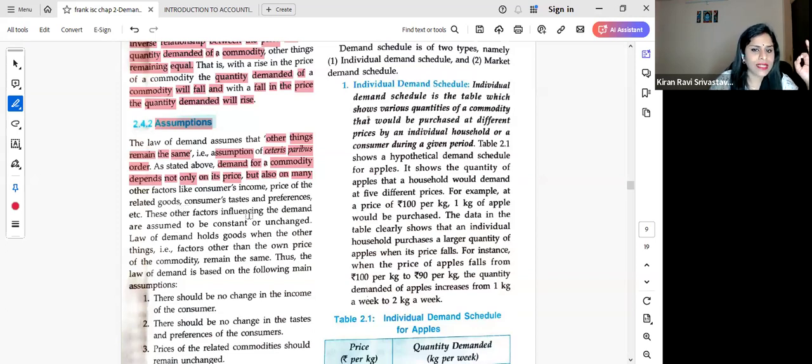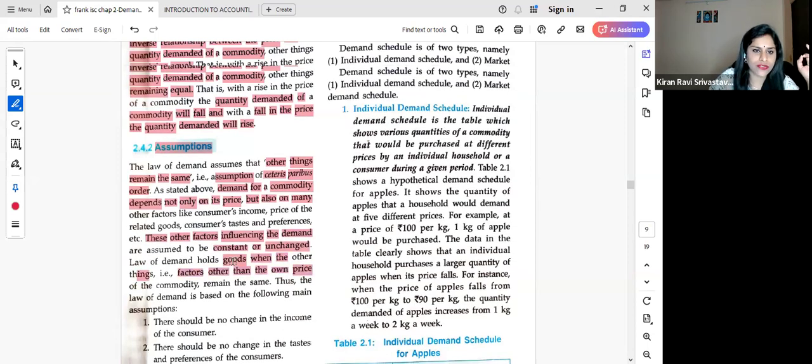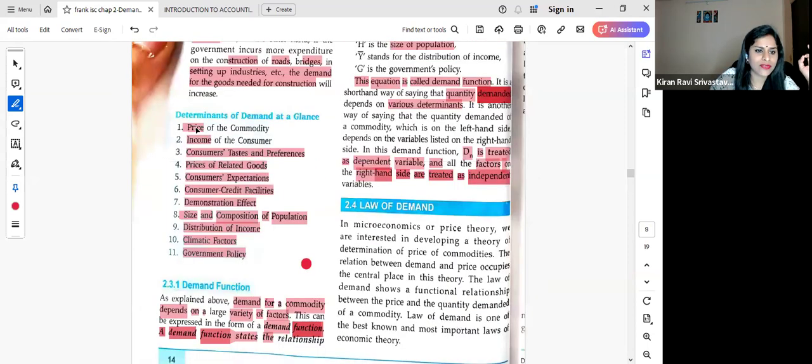And these factors that influence demand are assumed to be constant or unchanged. The law of demand holds good when other things, that is, factors other than the own price, remain the same. If you see, the first one is the own price of the commodity. This does not come under the law of demand because this changes; the price changes. And because of the price change, we are studying the law of demand.